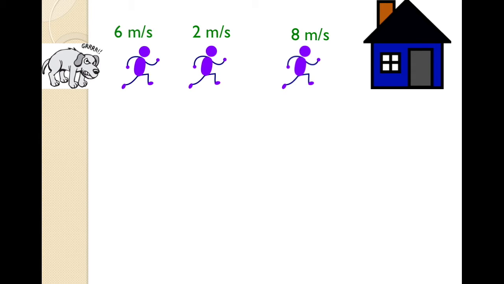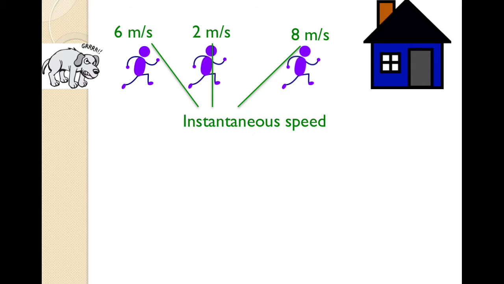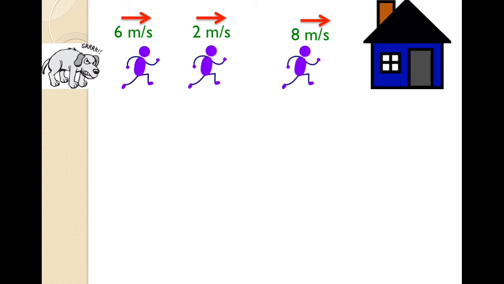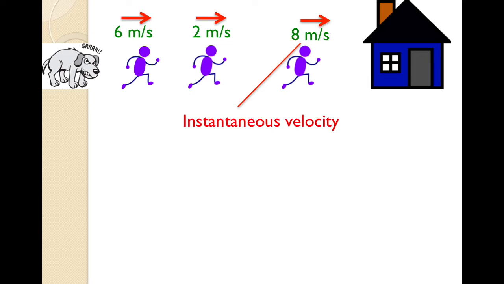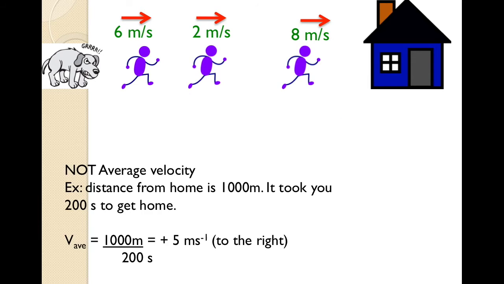Each of these 3 speeds are your instantaneous speeds at that moment. So it's any speed at any particular moment. That is the instantaneous speed. If there is a vector involved, then we can call this your instantaneous velocity. So remember, velocity at any particular moment makes it instantaneous. It is not an average velocity.